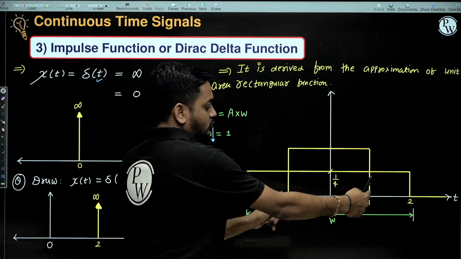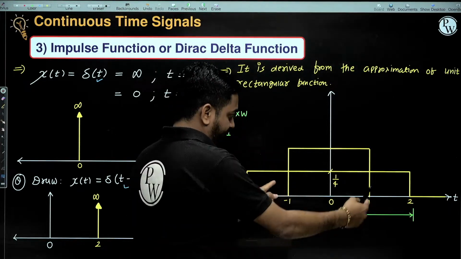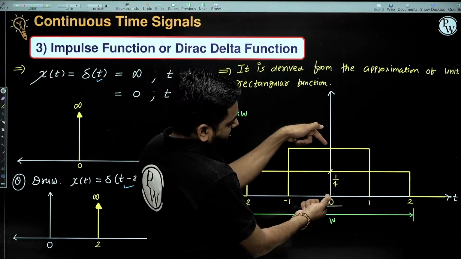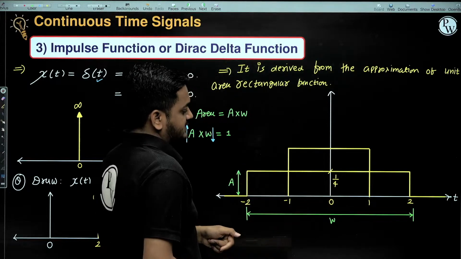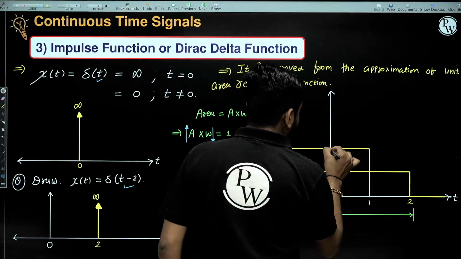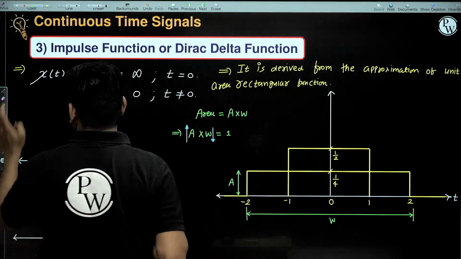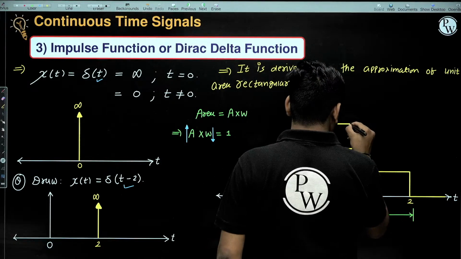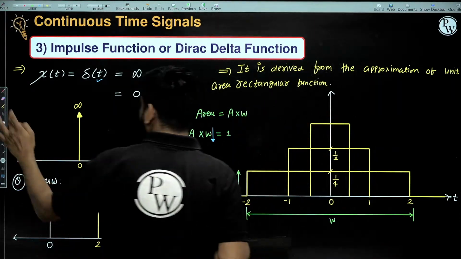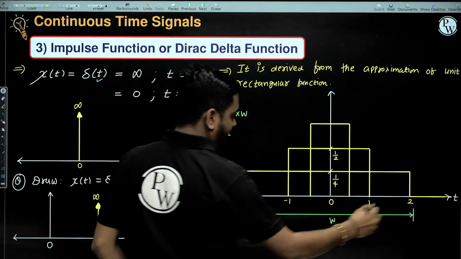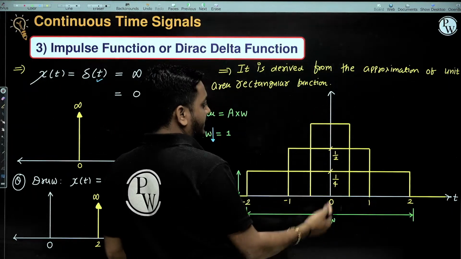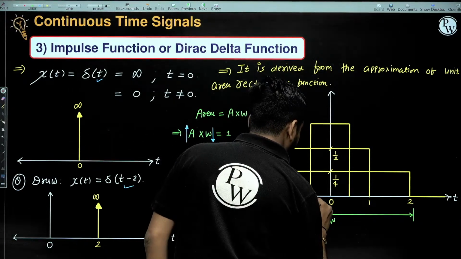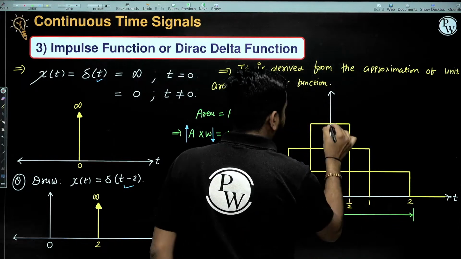Now you can see width is 2, and we want area 1, so what will be the amplitude? In this case amplitude is 1 by 2. Again you are decreasing the width W, and the amplitude is increasing on the opposite side because area is constant. So here this is minus 1 by 2, this is 1 by 2, and the area is 1.